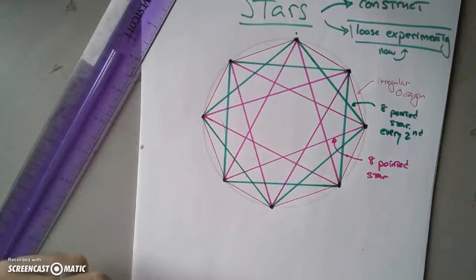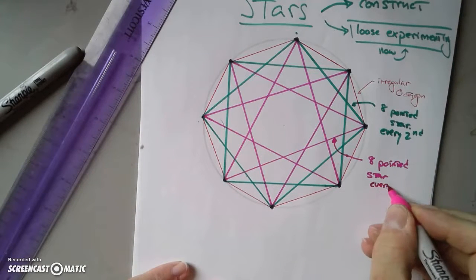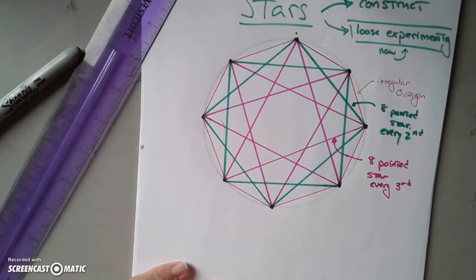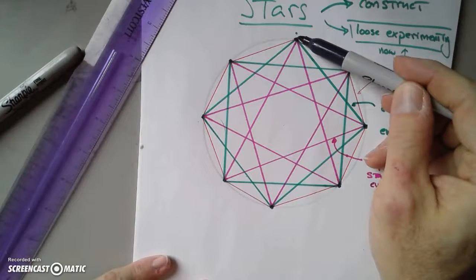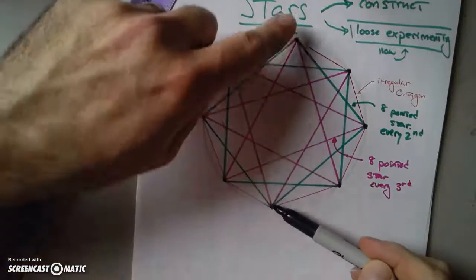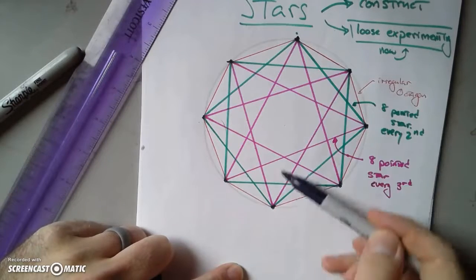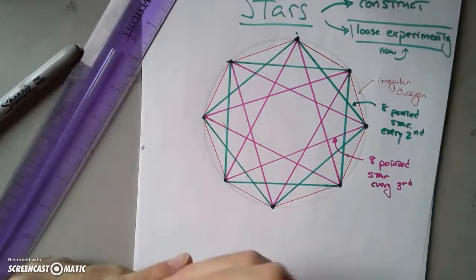And this was every second, and this is every third. Now, what about every fourth? Could I do every fourth? That is, if I started here, could I connect every fourth? 1, 2, 3, 4. Well, I'm just opposite. So I would just go back and forth. So I can't do that.